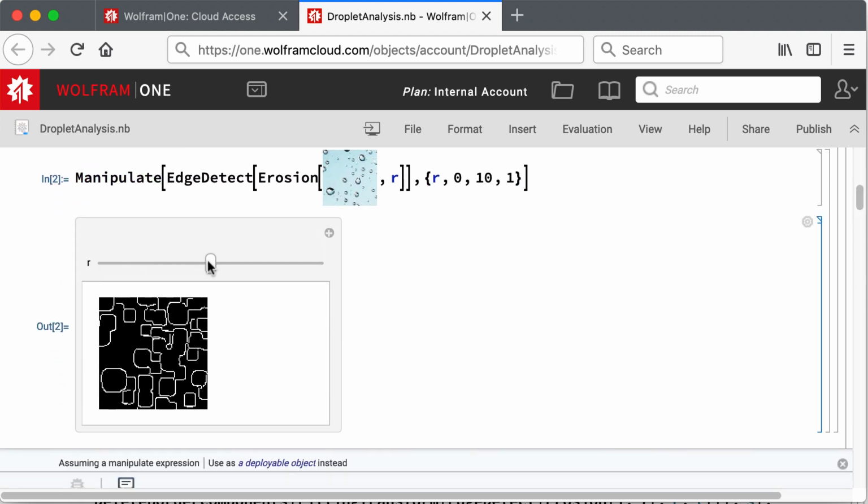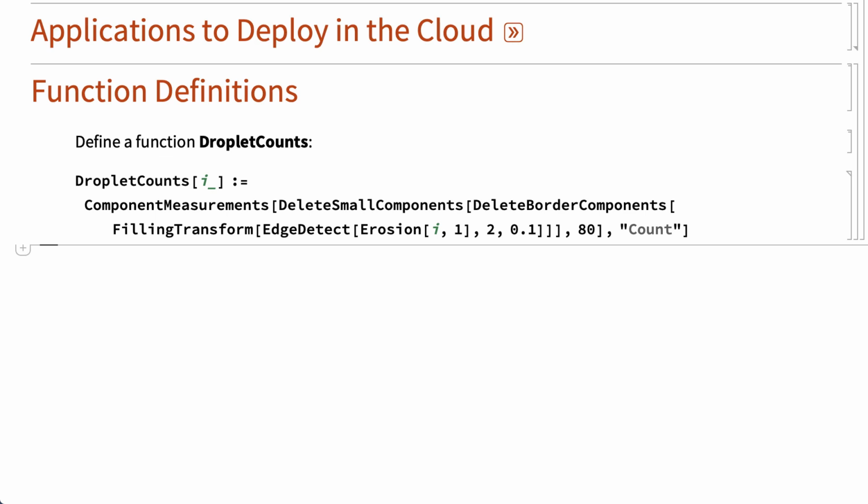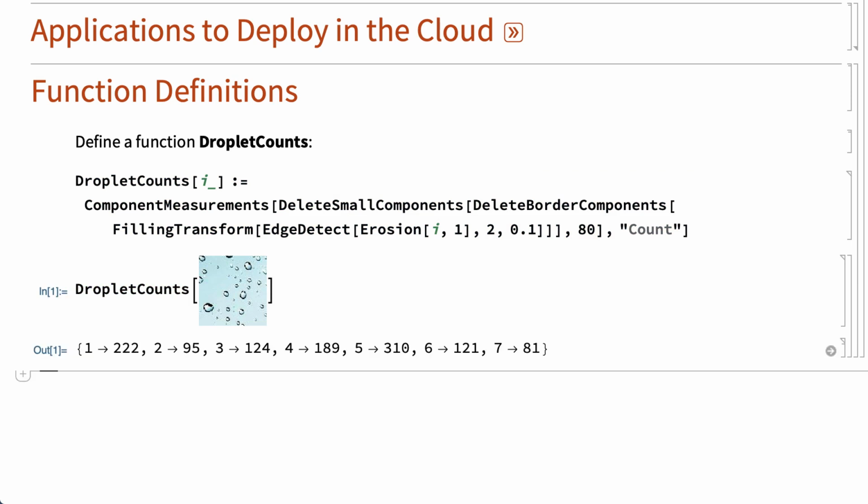Instead of a standalone application like the one in that example, there are many programming projects where the result is a function definition or some other code that is intended to be used in other programs or as part of a larger project. For example, here is a version of that example where the concluding section gives the definition of a function. This particular function can be applied to an image to count droplets in the image.